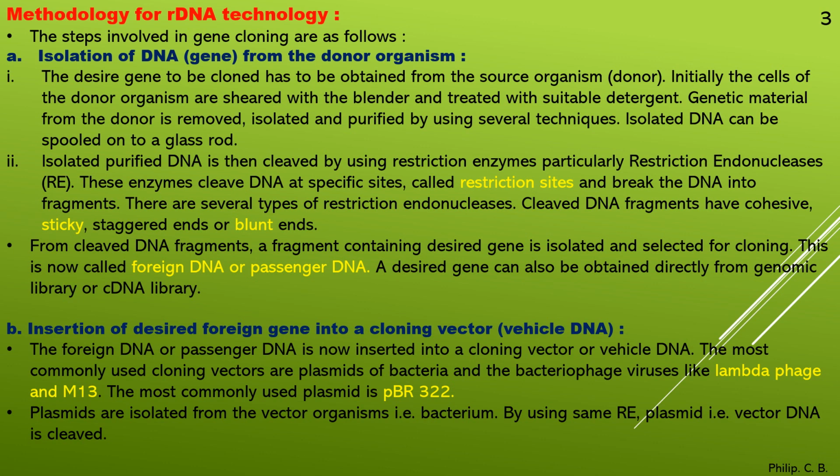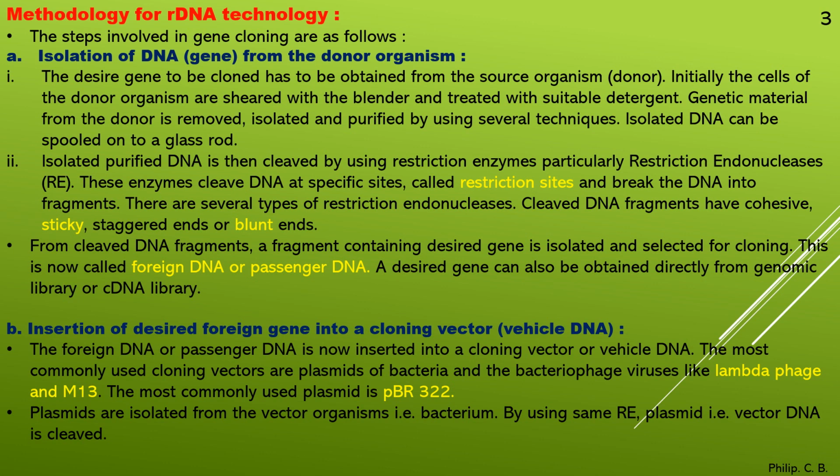Initially the cells of the donor organism are sheared with a blender and treated with a suitable detergent. Gene material from the donor is removed, isolated and purified by using several techniques. Isolated DNA can be spooled onto a glass rod. So by various methodology we can remove it, shear it, blend it, treat it with a particular detergent which is specifically used while isolating DNA.